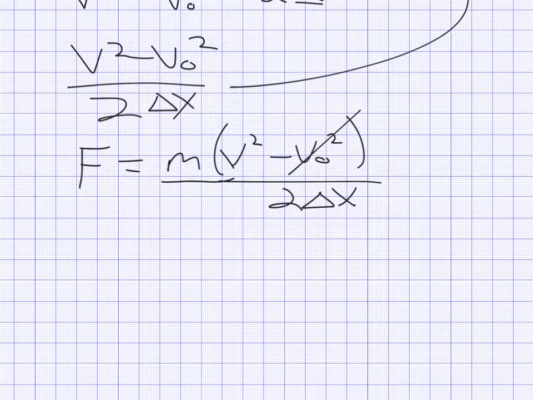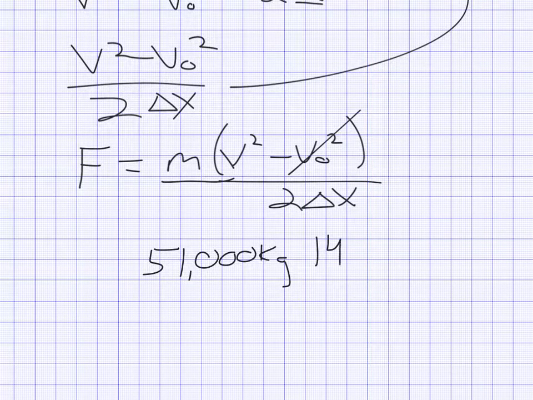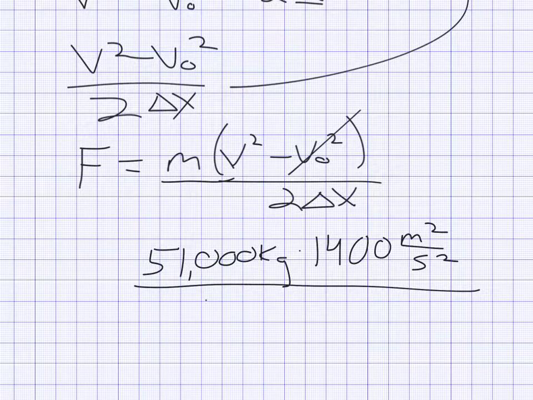Mass of the plane was 51,000 kilograms. And the velocity final was 70. So if I square that, that should be 1,400, and that's going to be meters squared per seconds squared. Multiply those. Divide by 2 times the distance, which was 940 meters. Everything looks good.